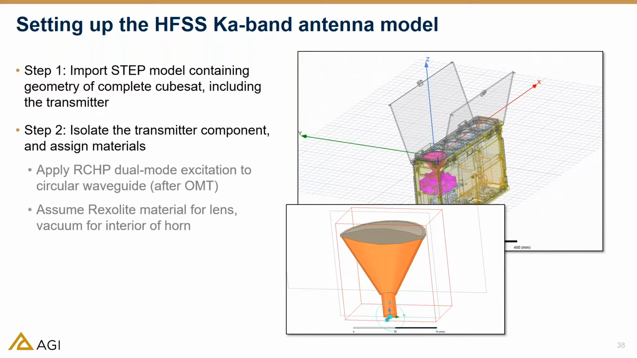Now, we were not provided with an explicit description of the materials, but we took an educated guess that the lens on the aperture opening, which is used both to focus the EM energy and to protect the interior of the horn and waveguides, was a Rexolite material. Our solver has a fairly extensive database for the dielectric and conductive properties of materials, so we applied the material properties for Rexolite from that database.